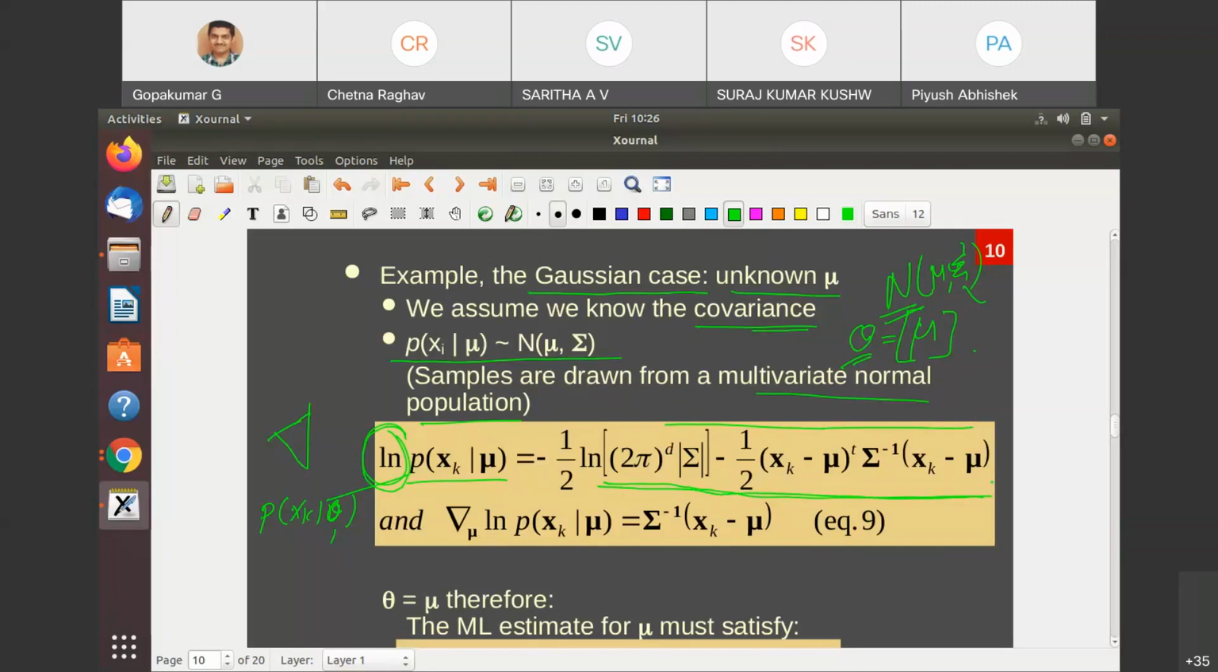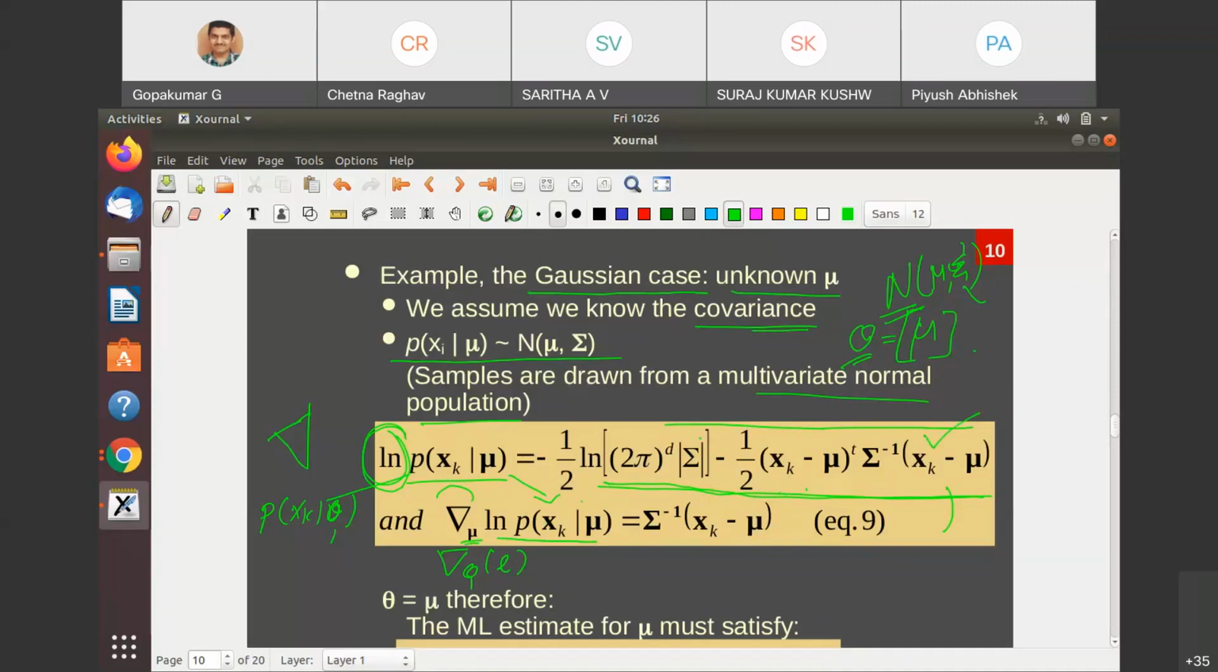You can try on your own to see whether this is correctly obtained. But as I mentioned, you just apply the basic laws of logarithms and rearrange the terms, then you will reach this particular equation. And now what we have to do is find the del theta of L. We know that theta is mu, and this is the logarithm, ln of this particular value. So with respect to mu, you have to take the partial derivative of this equation.